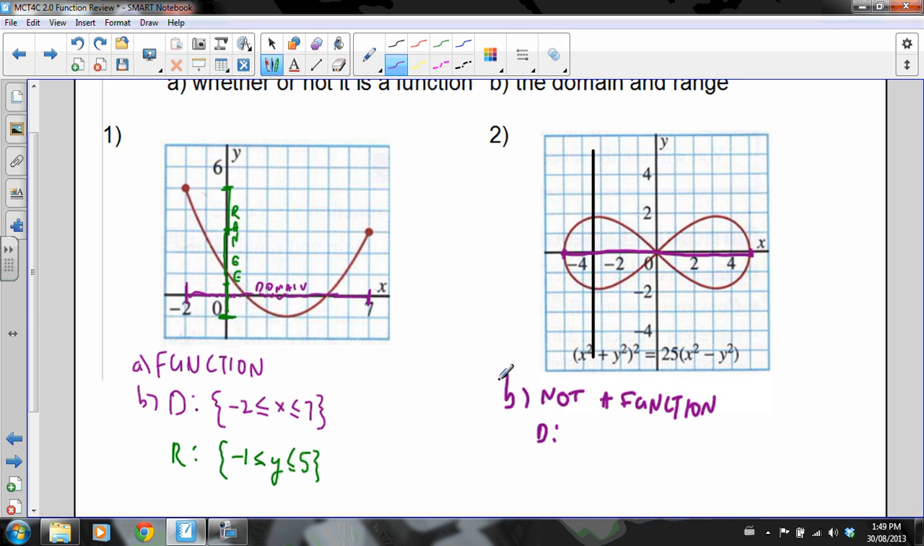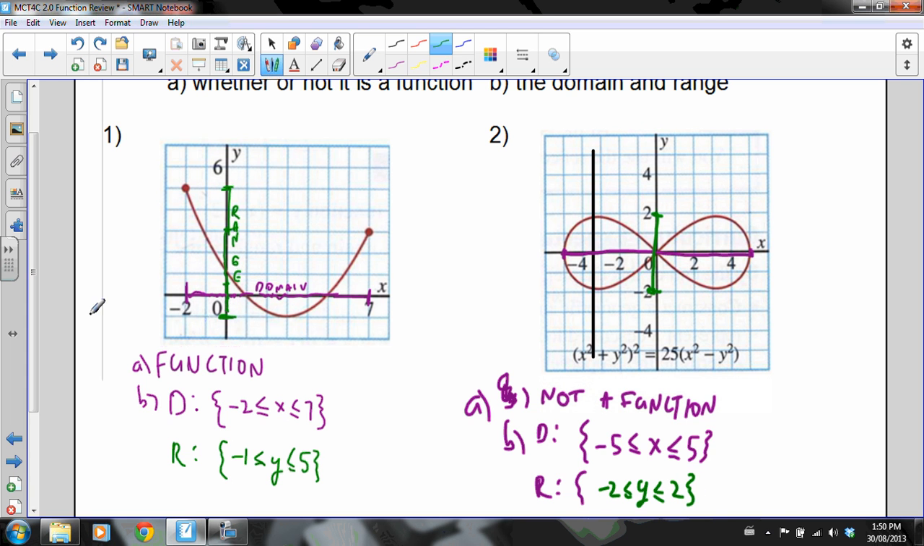Oh, hang on. That was part A. This is part B. Domain is -5 is less than or equal to x is less than or equal to 5. And then the range, well, I can see there's shadow here all the way up. It's probably supposed to go all the way up to 2, but it's pretty close. 2 and -2, right? That's the range. So from -2, I always start with the lowest one, is less than or equal to y is less than or equal to 2. Dandy. That's it.